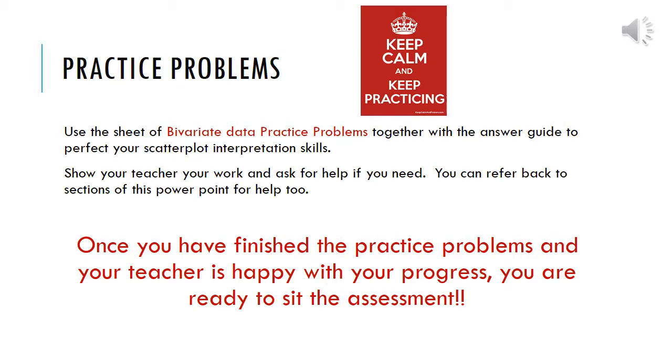So, you've come to the end of your learning for this particular achievement standard. What you now need to do is put everything you've learnt into practice and get your skills perfected before you end up sitting the assessment. So what you'll get now is a sheet called Bivariate Data Practice Problems. It's part of your pack of notes for this particular achievement standard. Work through that, grab your teacher, ask for help if you need, refer back to this PowerPoint for help in interpreting the scatter plots, etc. And once you're ready, you can sit the assessment. Good work.